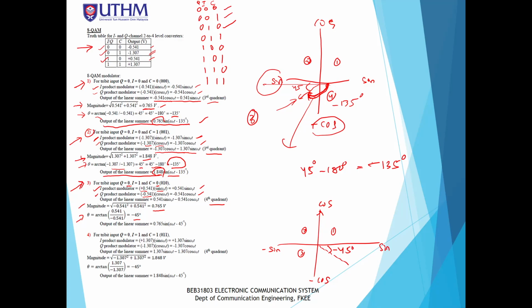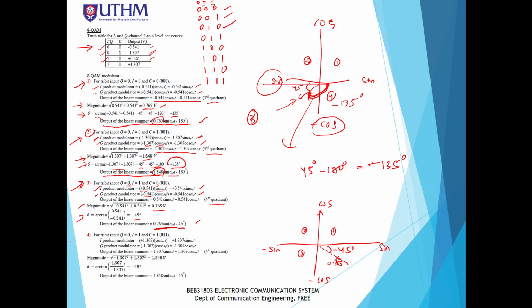Okay, negative 45 degrees, but the amplitude is 0.765. Therefore the output produced by the linear summer is going to be 0.765 sine omega ct minus 45 degrees, which is somewhere over here. Okay, the amplitude is 0.765. This is for the third input.